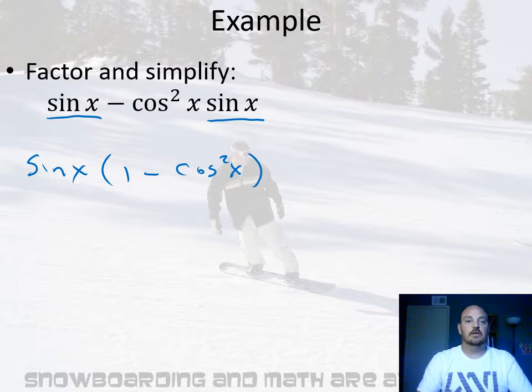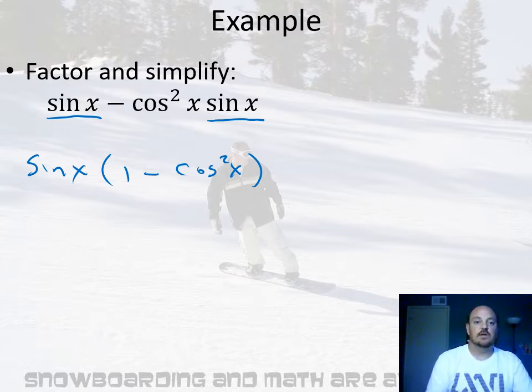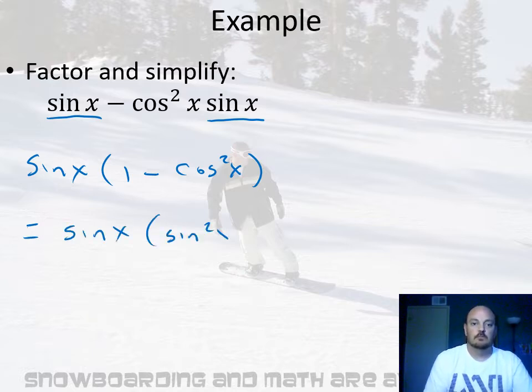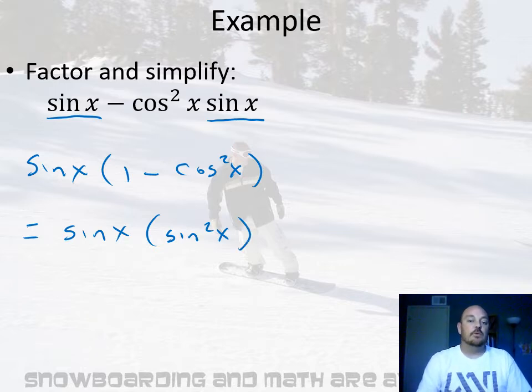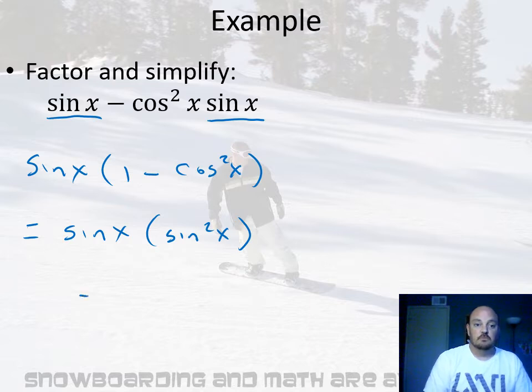So that's the first step, the factoring part. Now comes the simplifying part. We want to think of our identities just like we did in part 2. As soon as I see that cosine squared x, I think of Pythagorean identities. In fact, 1 minus cosine squared x is sine squared x. So let's make that substitution. Now we have sine x times sine squared x, which gives us sine cubed x for our final answer.